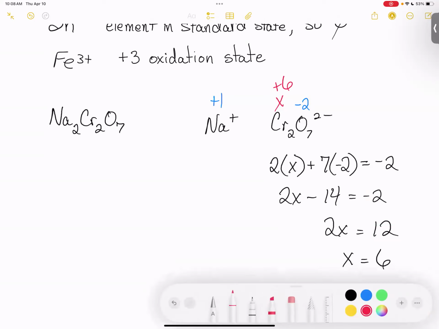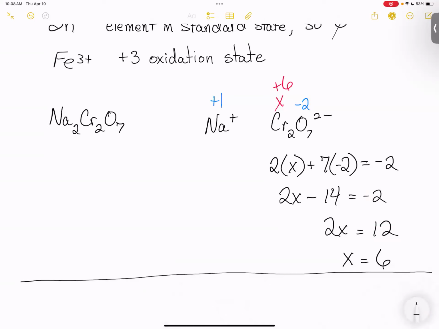Questions about assigning oxidation states? You've got to follow the rules. Okay. Well, we'll be doing some more of that, but we're going to do it with reactions. And then we're going to answer whether the element is oxidized, the element is reduced, who the oxidizing reactant is, and who the reducing reactant is.